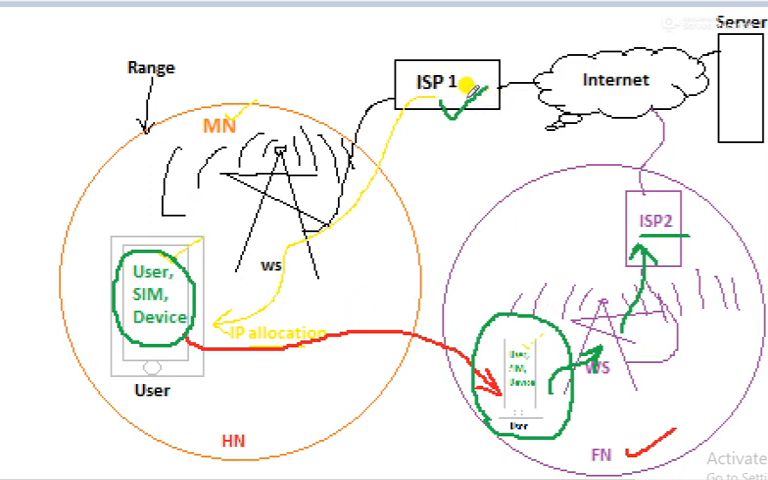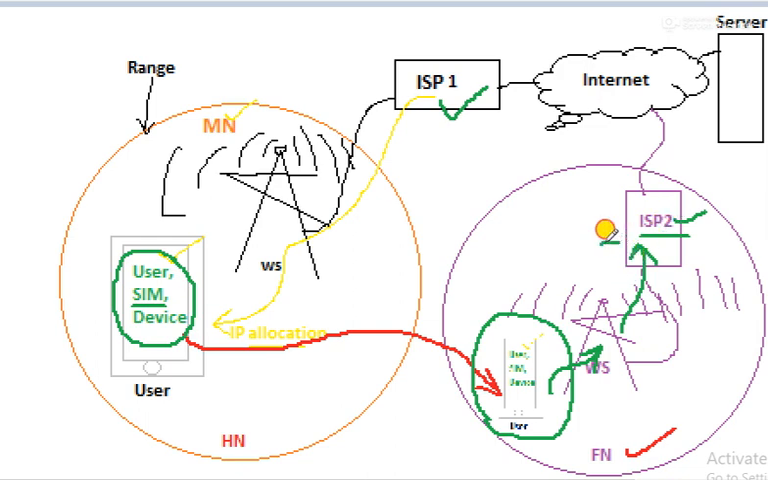Now suppose ISP1 is Airtel and ISP2 is Idea. If this user is using an Airtel SIM card, obviously this user is subscribed under ISP1, or Airtel services. So if this user is requesting network access from another ISP, that is from Idea Cellular, this internet service provider will understand that the user has not registered within my network. So in that case, what will happen?